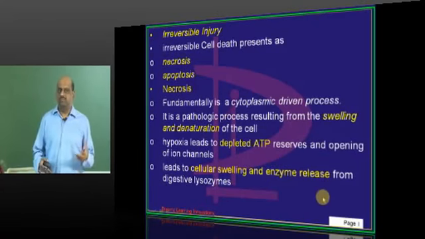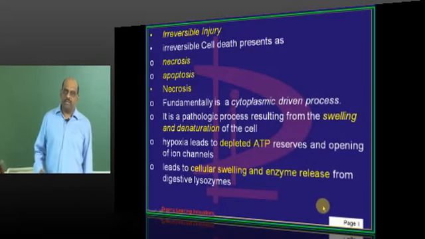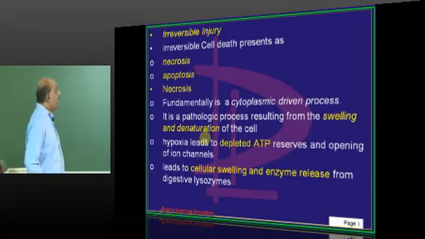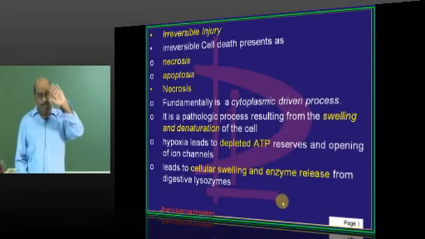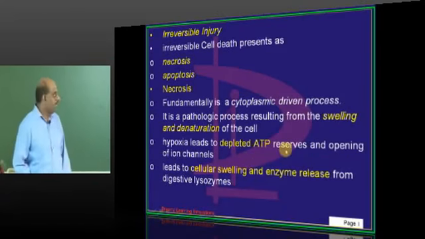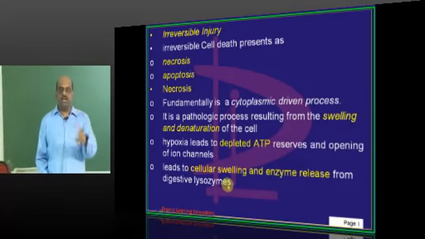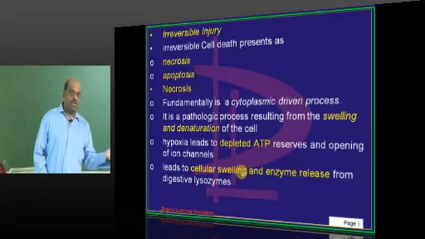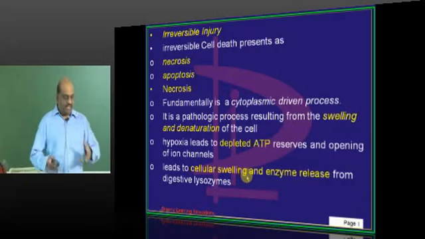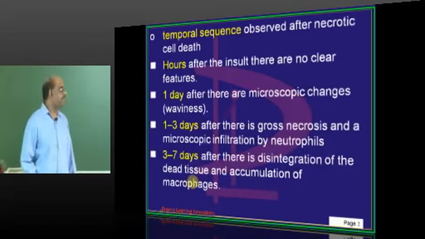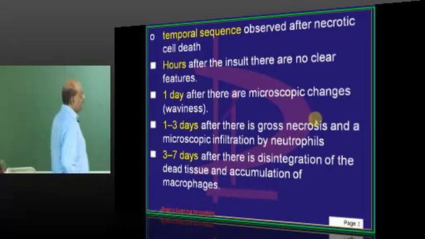Whenever ischemia leads to hypoxia, it leads to necrosis, which is the ultimate death. So, hypoxia leads to decreased amount of ATP. If the ATP is not there, ion channels cannot work. If the ion channels do not work, there is nobody to flow the water out of the cell, and the cells become swollen and they will ultimately die.